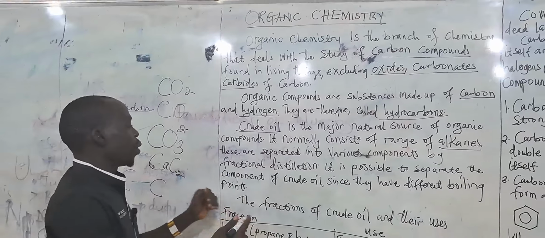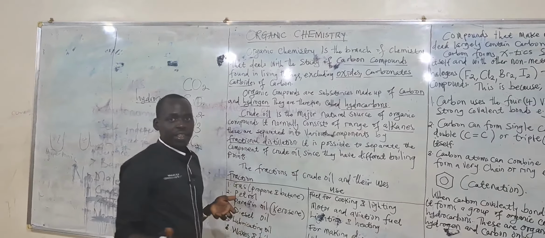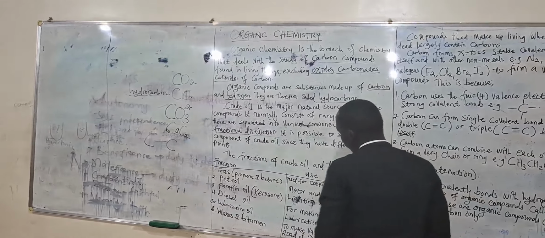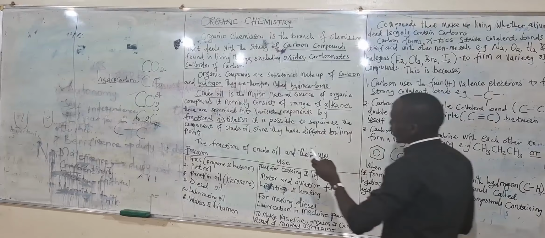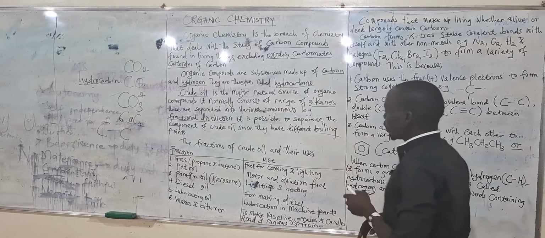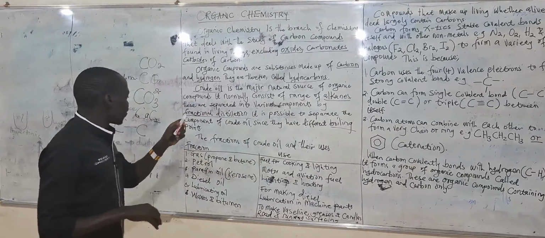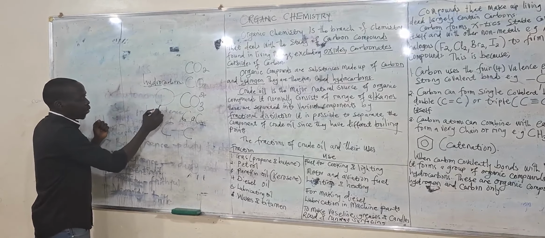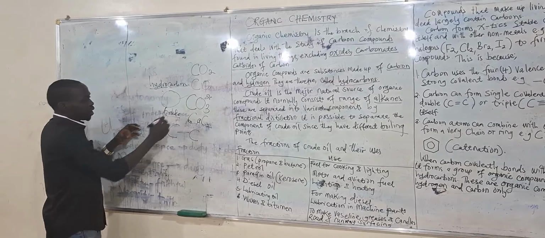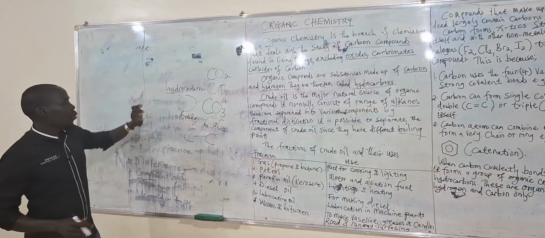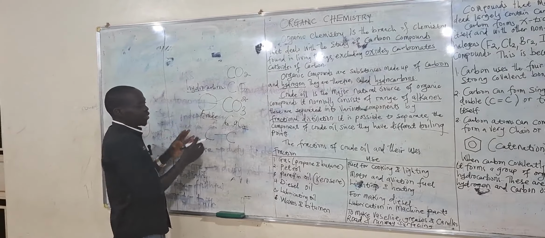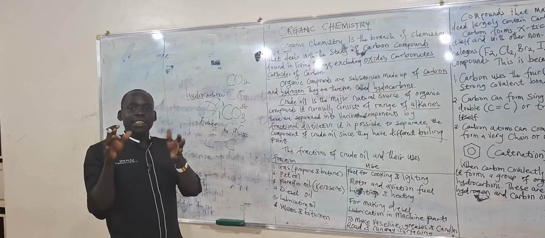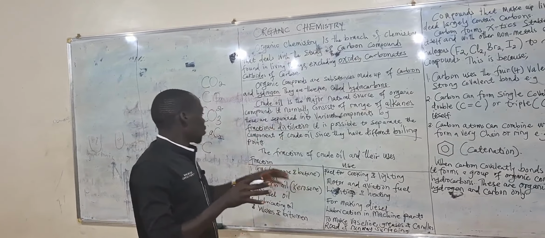For us to separate, we are going to use what we call fractional distillation. When we use fractional distillation, we are going to base mainly on the boiling points. Why? Because these organic compounds have different boiling points, and because of that, what we are going to get is the fraction. Why are we saying it is a fraction? Because the whole thing we call crude oil. When we subject it to a higher temperature, the components will have different boiling points, and one will come out first, then another. So what we are going to get is the fraction, not the whole thing.